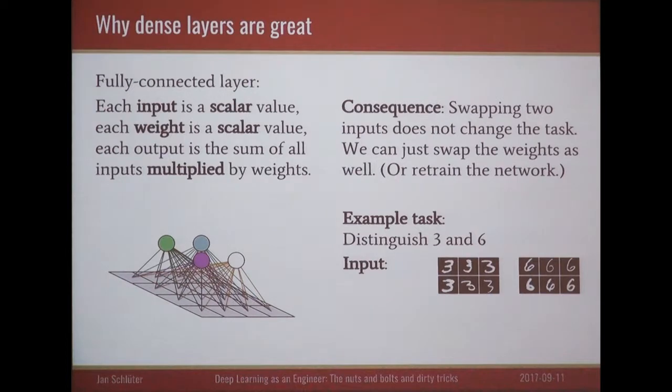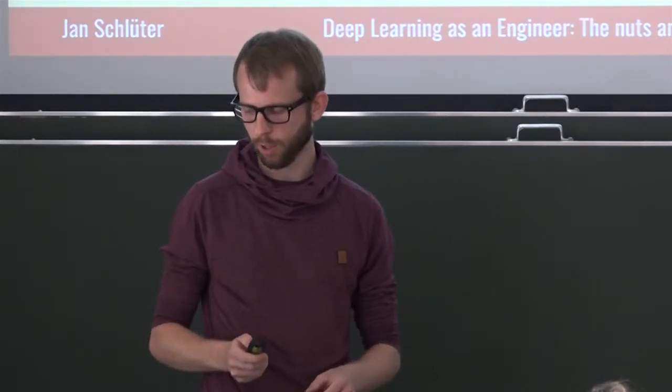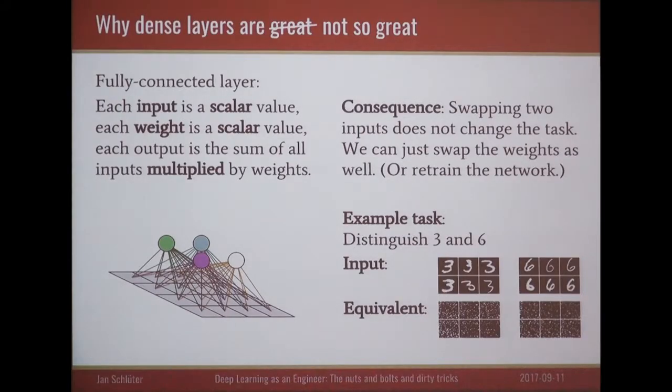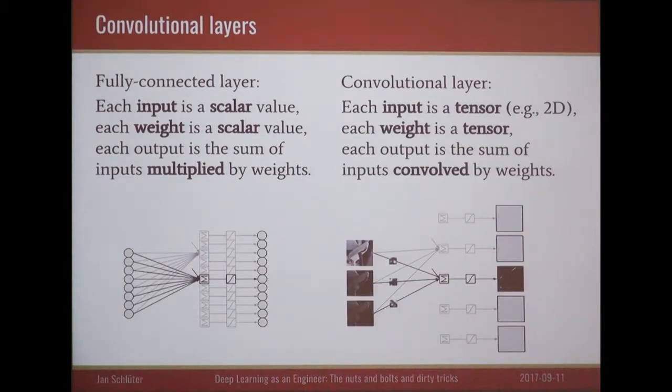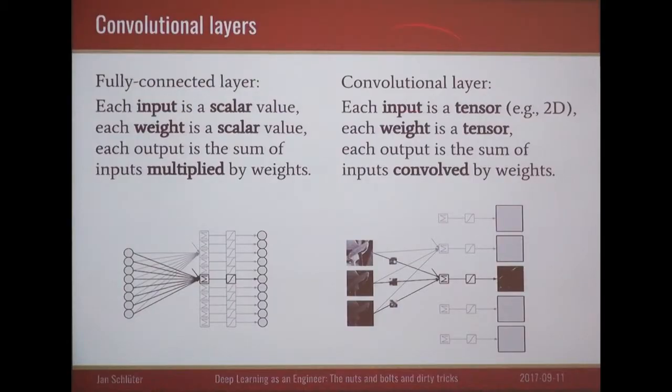Let's look at another task where the input is encoded as a matrix. Again, since each output here depends on all input pixels, we can just swap two pixels or just permute all of them, and the task doesn't change at all for the network. But you see it becomes quite impossible for humans to distinguish the numbers here, so maybe we're missing out on something.